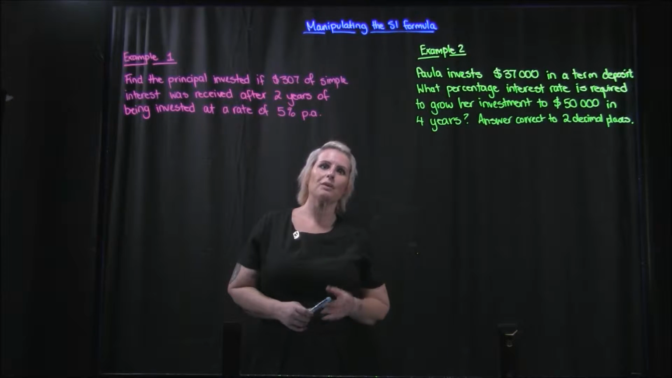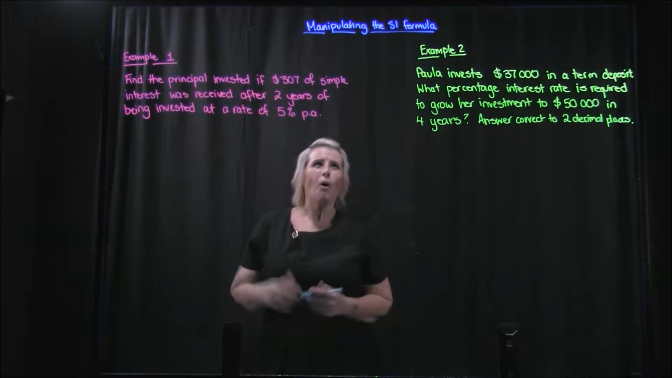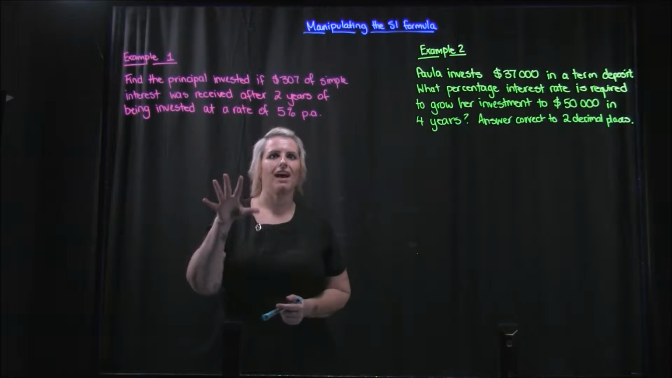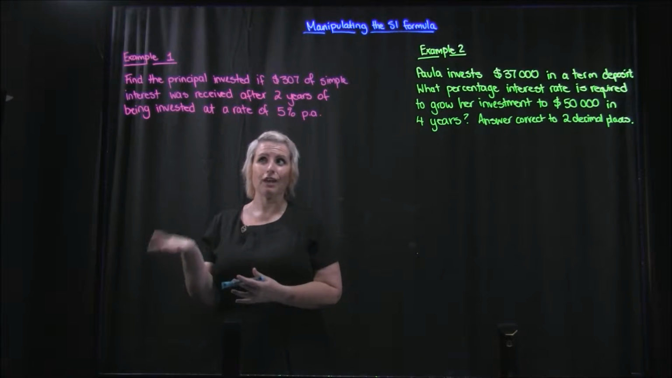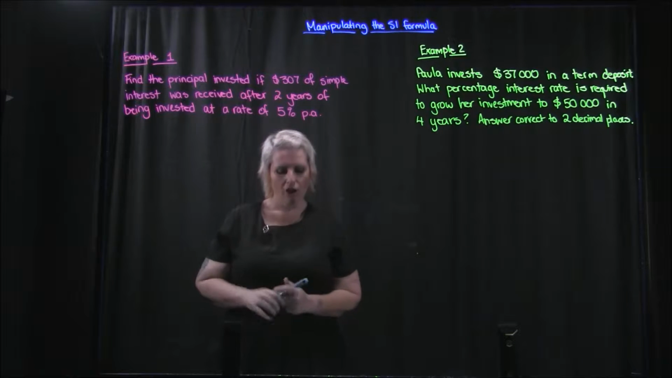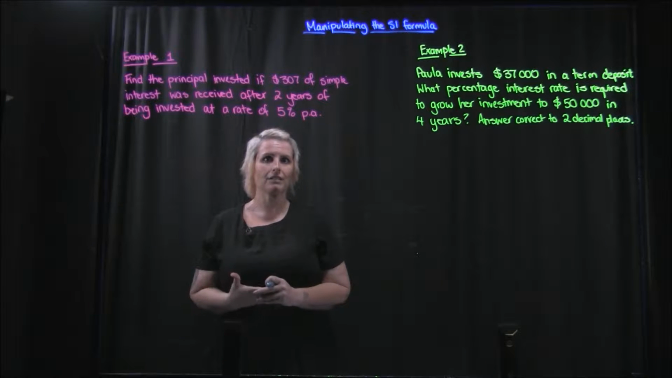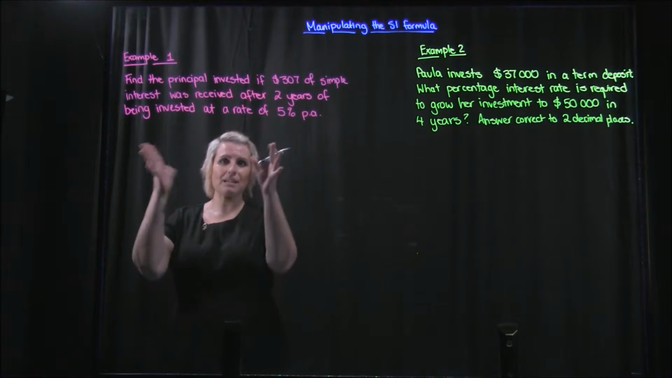Okay, so now we're just going to look at manipulating the simple interest formula. More so, what we're actually going to do is look at how to use that formula if we're not finding interest, if we're given the interest, and we're trying to find either principal, rate, or time. Okay, so very easy. We're just going to use simple algebraic steps. And I'm sure you will remember these from other ones. So let's start with the first example.